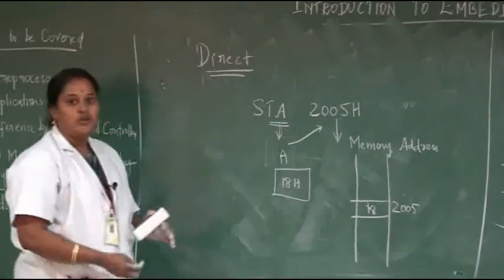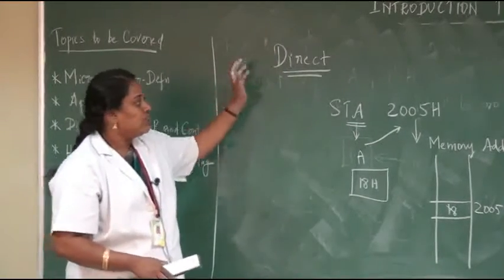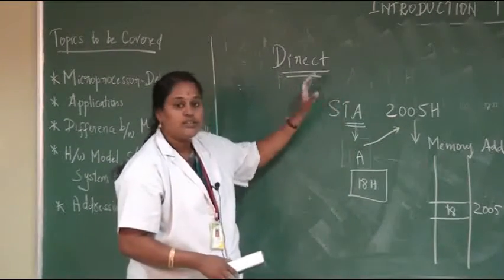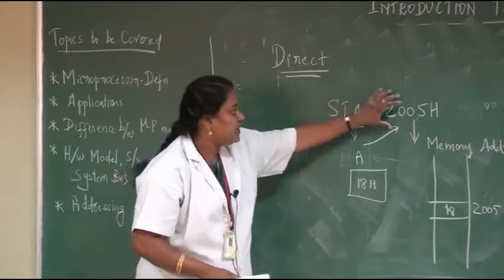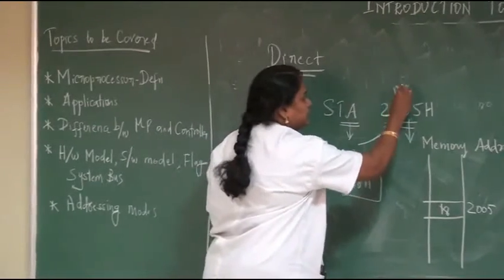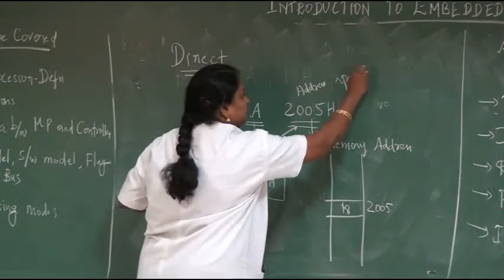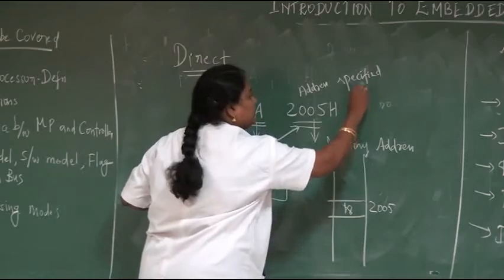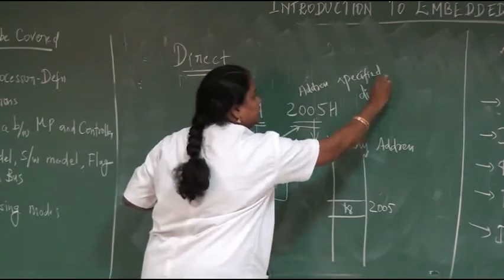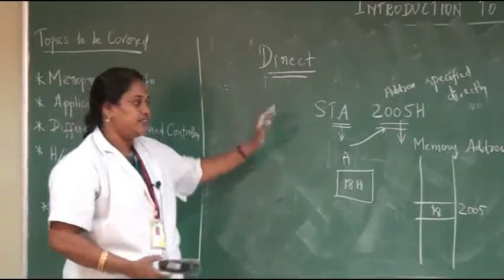2005. So why do we say this is a direct addressing mode? Because the address of the data to be transferred is specified directly in the instruction itself. The address is specified directly in the instruction itself. That's why we refer to this as a direct addressing mode.